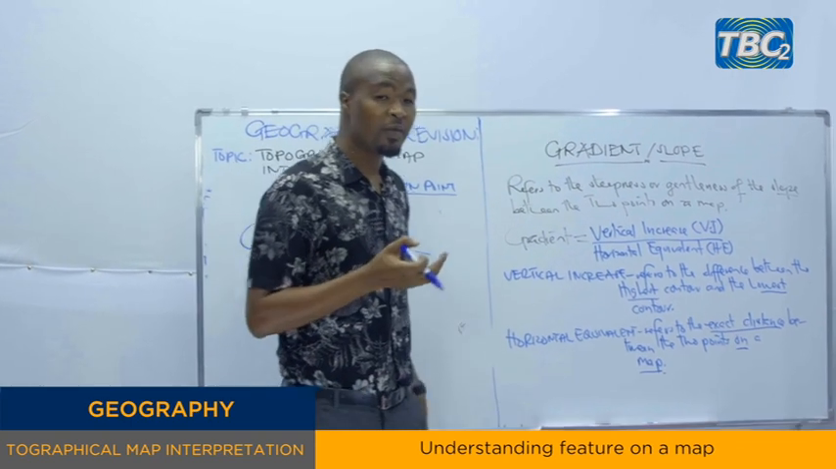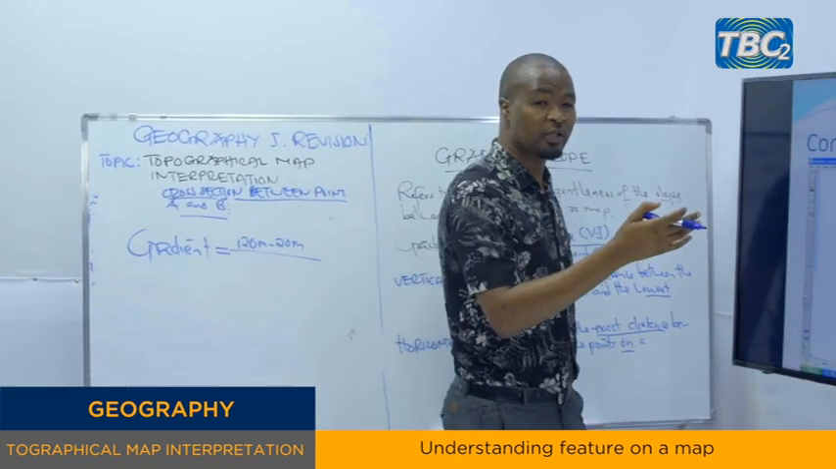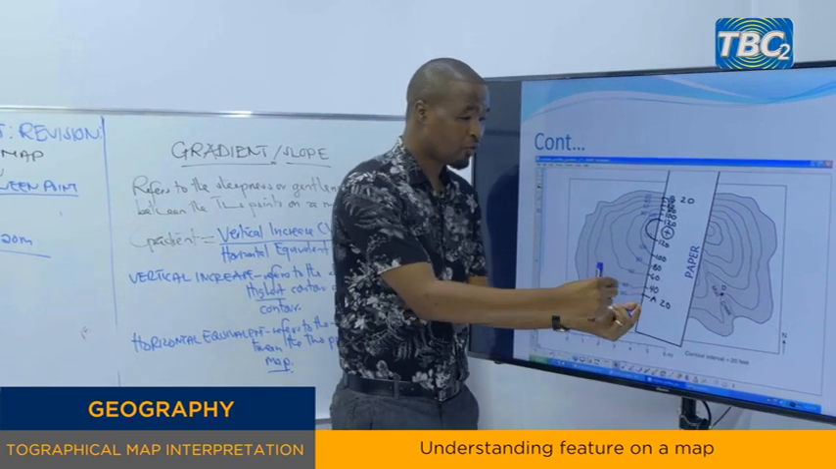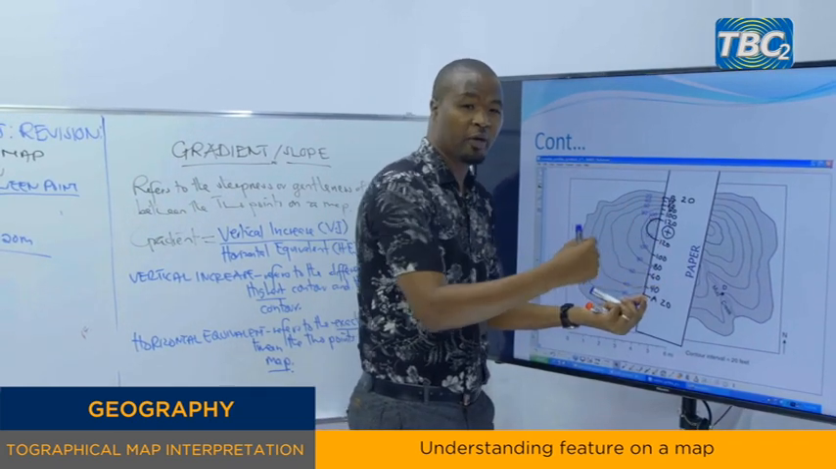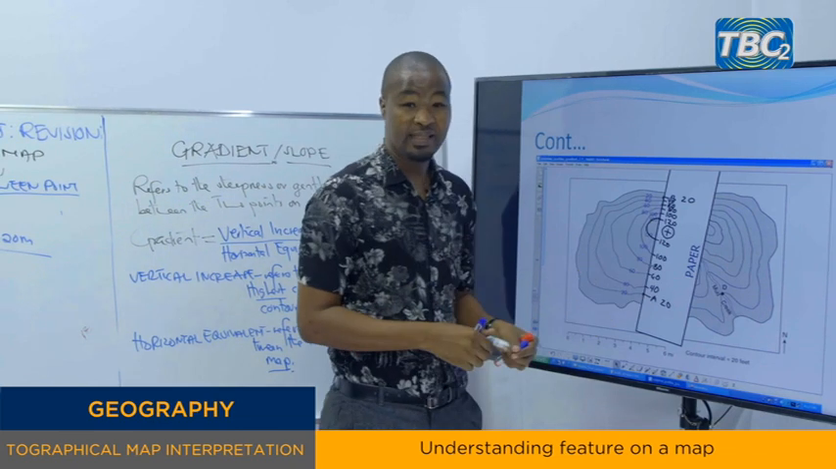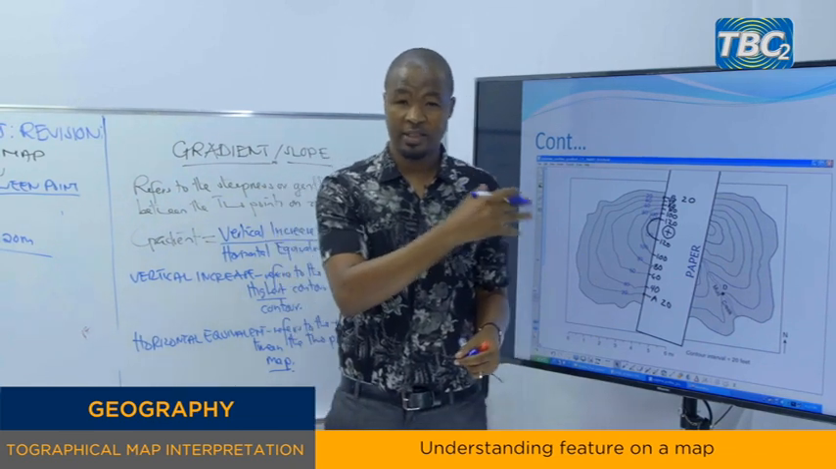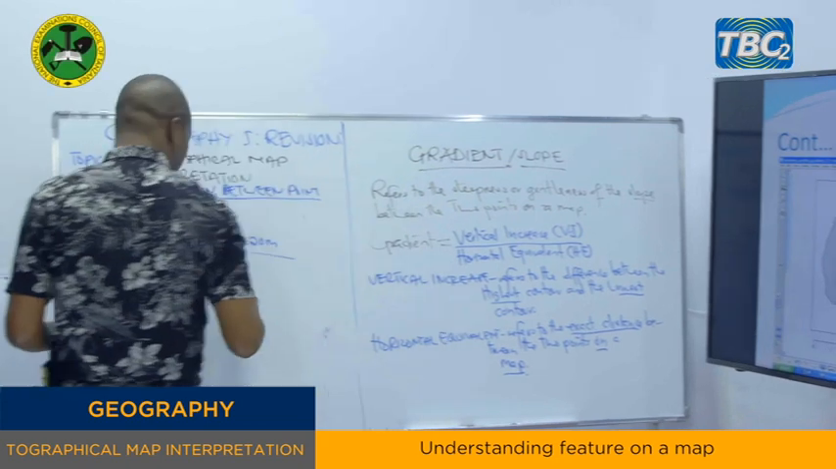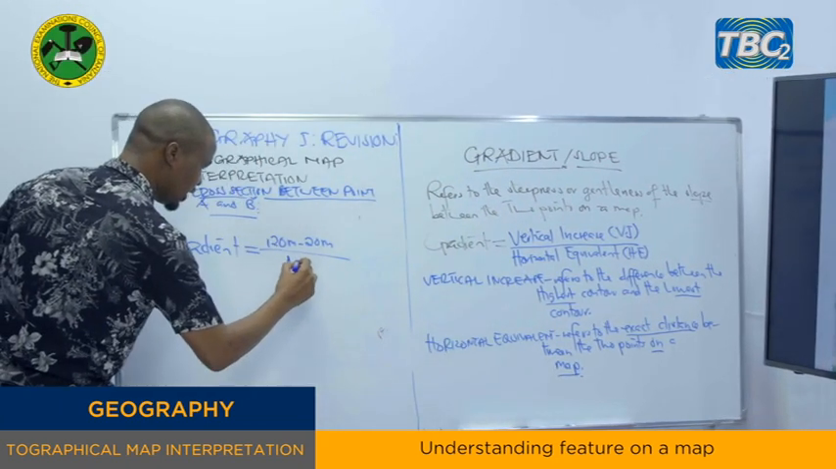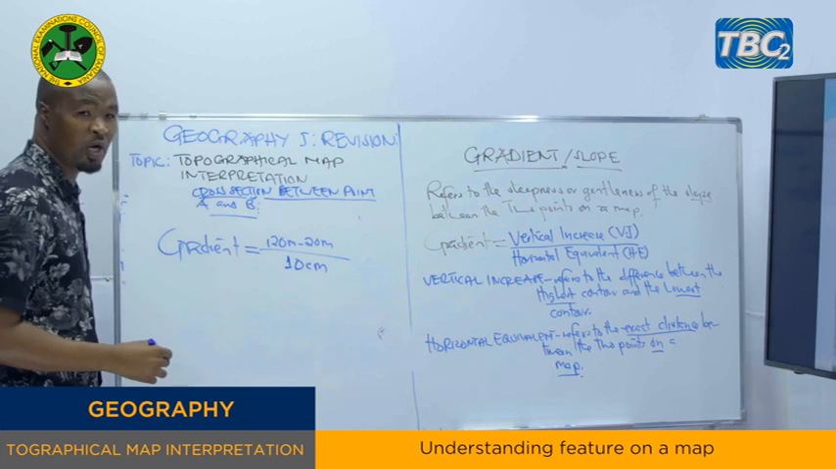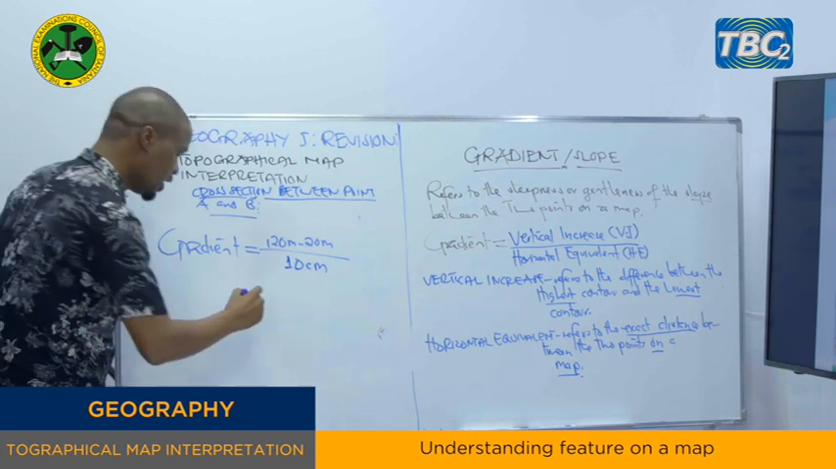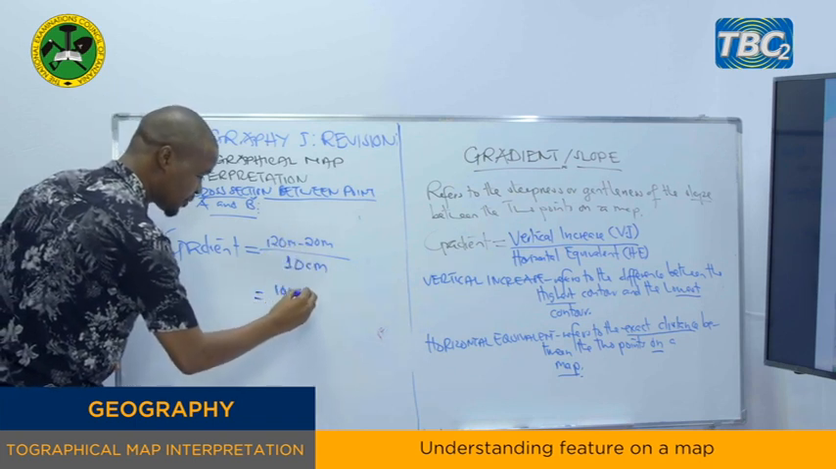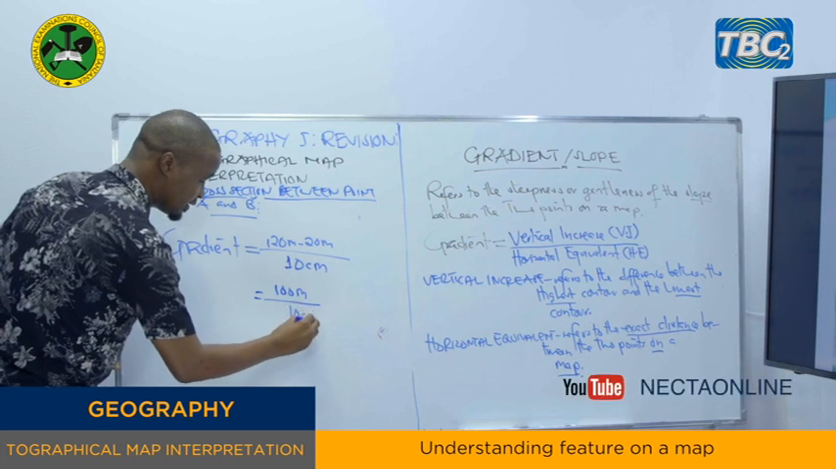So if you take your ruler and measure the distance between the two points, this is point A and this is point B. Let's say the distance between the two points is 10 centimeters, okay? Then the horizontal equivalent is equal to 10 centimeters. So how are we going to calculate the gradient? We'll take 120 meters minus 20 meters, which is equal to 100 meters, divided by 10 centimeters.